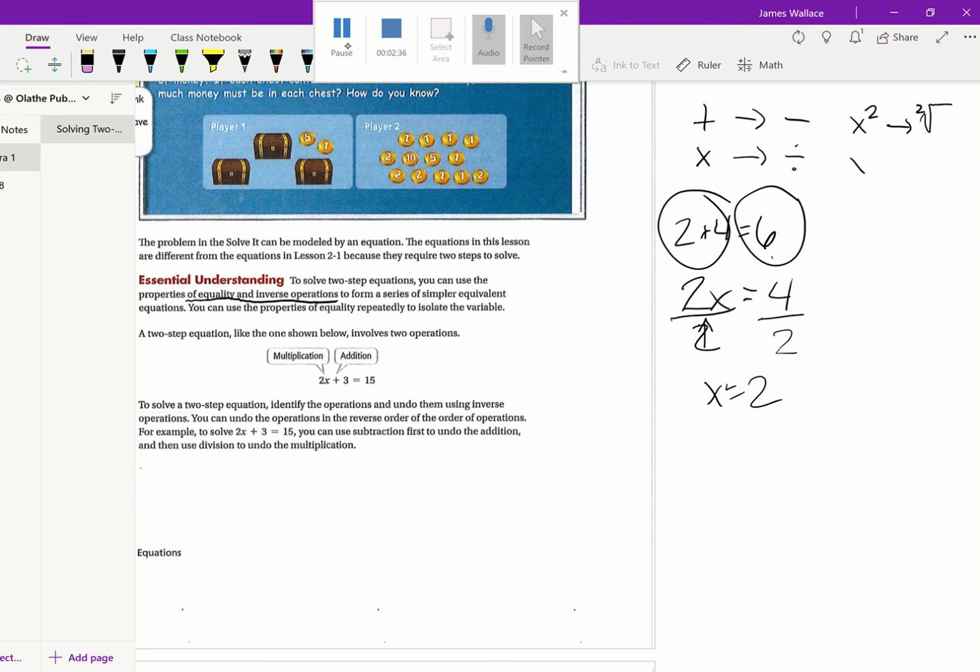If it was to the third, it's pretty much the same thing. Now you're getting the cubed root, which is that symbol. We'll talk about that more in the future. You won't really need that for now, most likely.